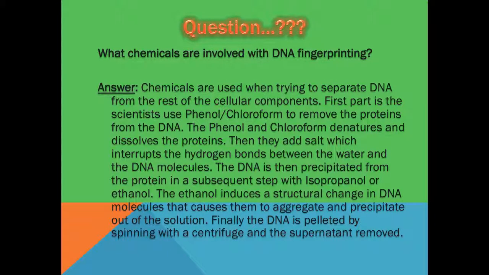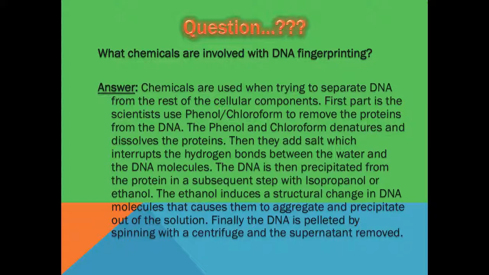Question: what chemicals are involved with DNA fingerprinting? Chemicals are used when trying to separate DNA from the rest of the cellular components. First, the scientists use phenol-chloroform to remove the proteins from the DNA. The phenol and chloroform denature and dissolve the proteins. Then they add salt, which interrupts the hydrogen bonds between the water and the DNA molecules.